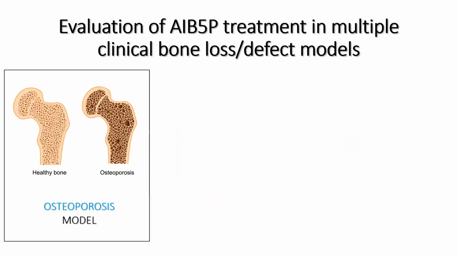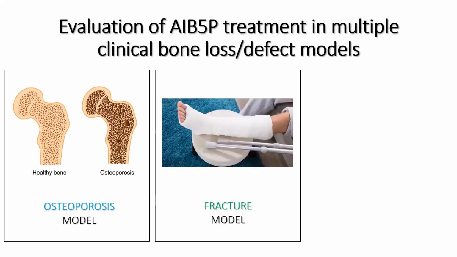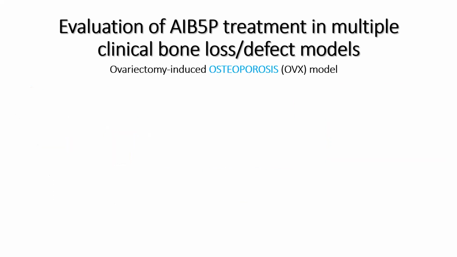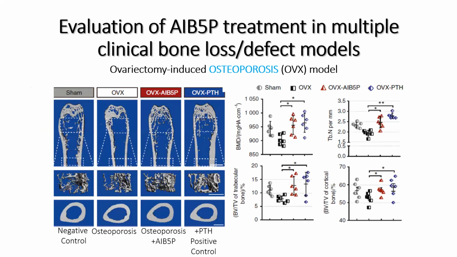So next, they wanted to study the effect of this peptide in bone loss and defect models. So they used an osteoporosis model, a fracture model, and a titanium implant model. So first, the osteoporosis model, they used ovariectomized mice, meaning that they removed the ovaries of these mice, which induces osteoporosis. So they found that the peptide increased bone in the ovariectomized mice when you compare it to the mice without the peptide being administered.